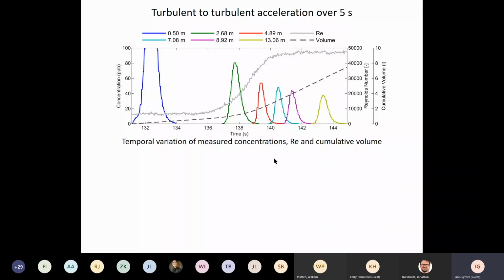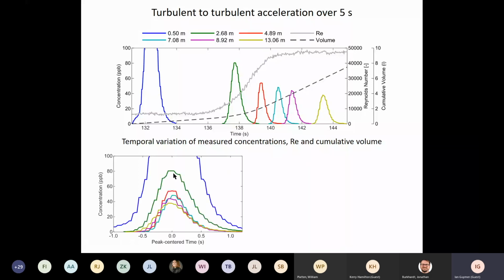This is a trace where you can see the colored curves are the measured distributions. You'll notice there's one missing here. One of the fluorimeters didn't work. And this is a 5-second acceleration. So we've set up steady flow and we've injected the dye during steady flow. We've then accelerated the flow over 5 seconds to a higher Reynolds number. So I think this is from a Reynolds number of about 7,000 to about 47,000. And you can see that we've captured the trace as it goes down the system.